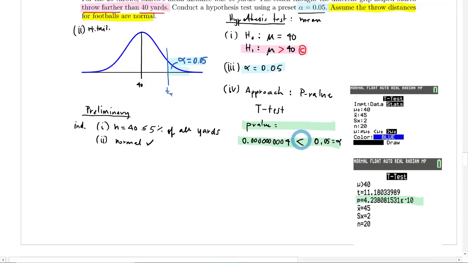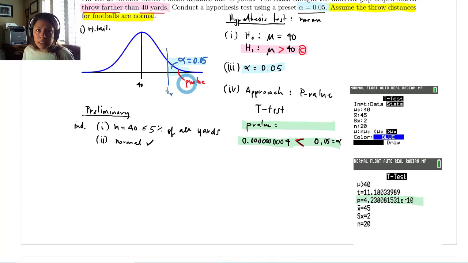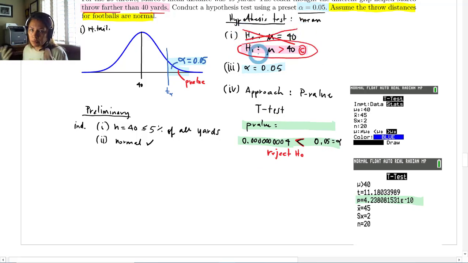So if it is less than the alpha, that means the p-value lies somewhere in the critical region, meaning that if I took another random sample of Marco's throws and found the sample statistics and tested the hypothesis, I would get something different. And that means that it's statistically significant, and then we have to reject the null. So if we reject the null, let's come up here. We reject the null, meaning we accept the alternative. The alternative was the claim, so therefore there's enough evidence to support the claim.